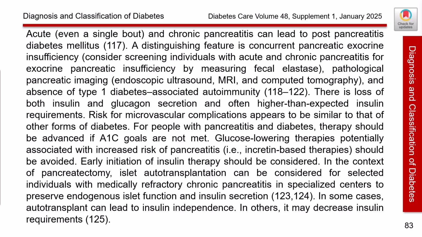For people with pancreatitis and diabetes, therapy should be advanced if glycated hemoglobin goals are not met. Glucose-lowering therapies potentially associated with increased risk of pancreatitis, that is, incretin-based therapies, should be avoided. Early initiation of insulin therapy should be considered. In the context of pancreatectomy, islet autotransplantation can be considered for selected individuals with medically refractory chronic pancreatitis in specialized centers to preserve endogenous islet function and insulin secretion. In some cases, autotransplant can lead to insulin independence. In others, it may decrease insulin requirements.